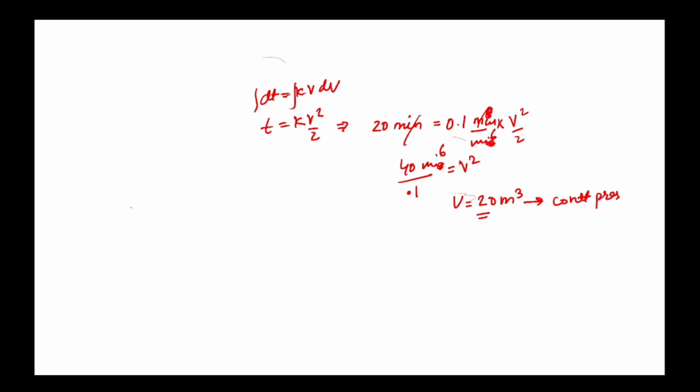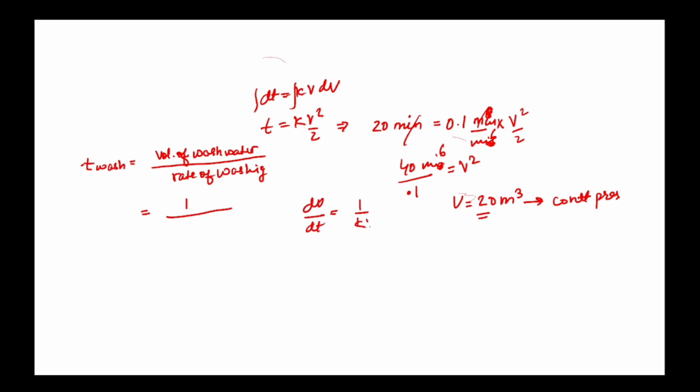Now T wash, we know that T wash is equal to volume of wash water used divided by rate of washing. So rate of washing in a pressure filter is equal to the rate of the filtration. So volume of wash water used is 1. Rate of washing will be dV by dt, that is equal to 1 by kV. So 1 by k is 0.1 into volume.